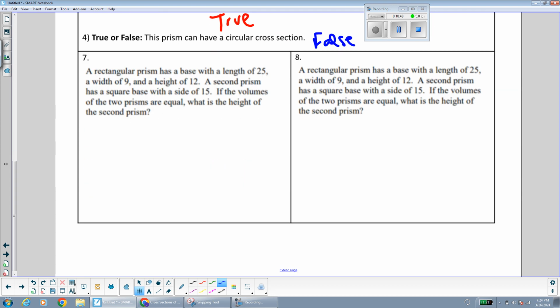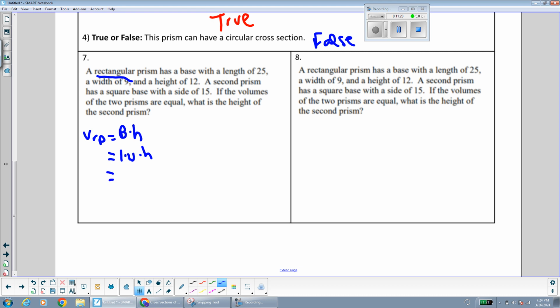Number 7 and 8 are the same question, so we're only going to do it one time. So a rectangular prism has a base with a length of 25, a width of 9, and a height of 12. A second prism has a square base with a side of 15. If the volumes are equal, what is the height of the second prism? So the volume of the rectangular prism is area of the base times the height. And since the base is a rectangle, that would be length times width times height.